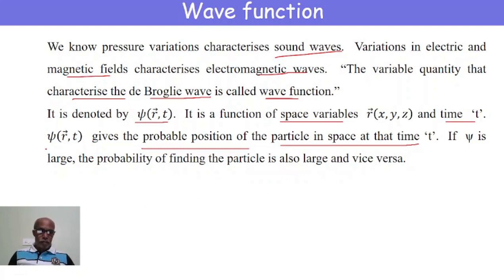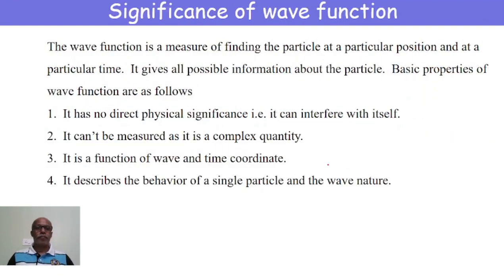If this psi of r and t is large, the probability of finding the particle is also large. In the sense, the probability of finding the particle at that particular point in space and at that particular time is more. If psi is small, the probability of finding the particle at a point in space at a given time is very less. This is about the wave function.